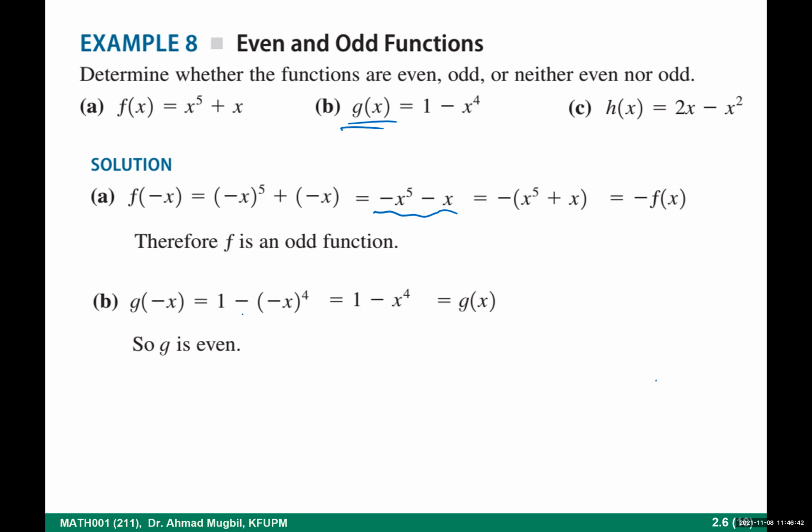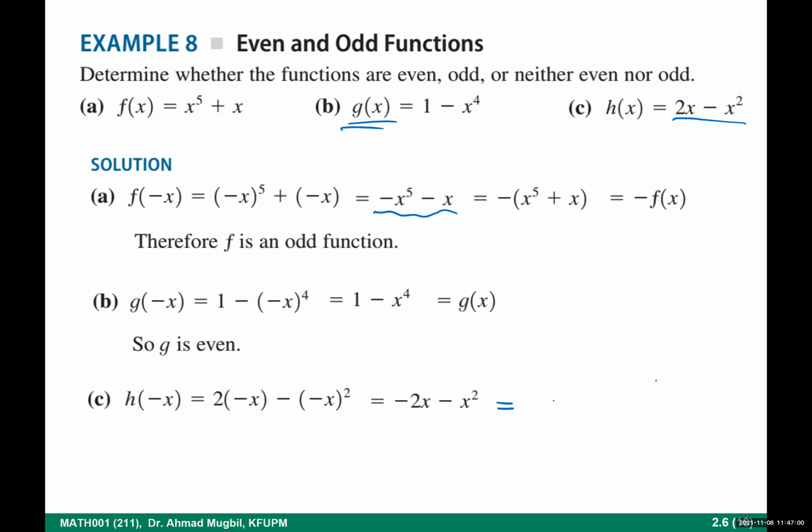The last one? No. It is neither, because if you replace x by negative x, what will you get? You will get negative 2x minus, this negative will be positive, so it will be minus x squared. Is it the same as the original function? It is not. So for sure it is not even. Now let's see if it is odd.